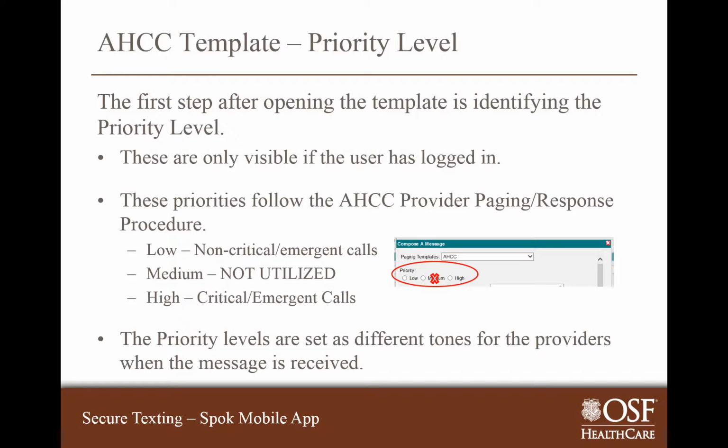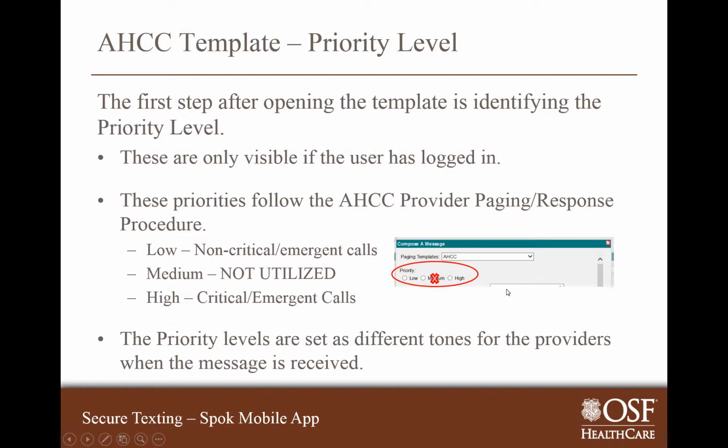These priorities are going to follow the current After Hour Call Center provider paging response procedures, so if that should ever change, our usage of these buttons will also change. Our current process, however, says if it is a non-critical or non-emergent call, we're going to page them every 20 minutes until we should receive a doctor's communication, so we're going to use those as low priorities. It also states that if it is a critical call or emergent call, we're going to contact that provider every 5 minutes. So we're going to use high priority for those. As we are not using the medium in our procedure, we're not going to use it on our template.